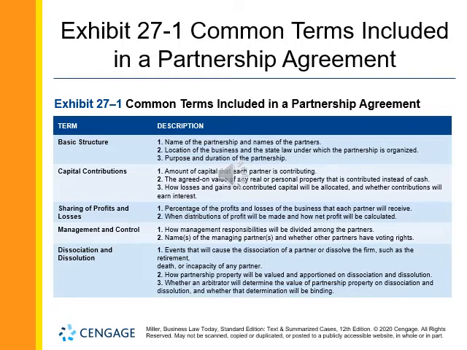Dissociation and dissolution: whether or not dissociation of a partner will dissolve the firm. In the absence of any other agreement, typically in a general partnership, any dissociation does terminate the partnership. It doesn't have to be that way, though, not if you agree otherwise. How partnership property will be valued and apportioned on dissociation and dissolution, and whether an arbitrator will determine the value of that property. All of these are things that ought to be considered in a partnership agreement.